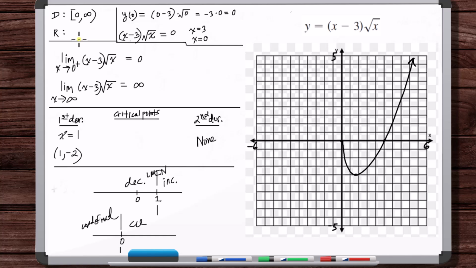Okay, now coming back to the range, based on the graph we drew, what can we see as the range? Well, the range is going to be -2 to infinity, right? There's no value of x that you can input where you'll get a y that's less than -2. But you can get any other potential y. So the range is -2 to infinity.